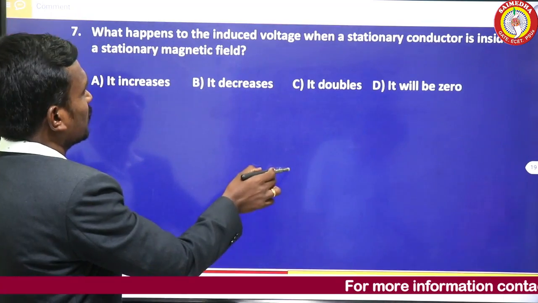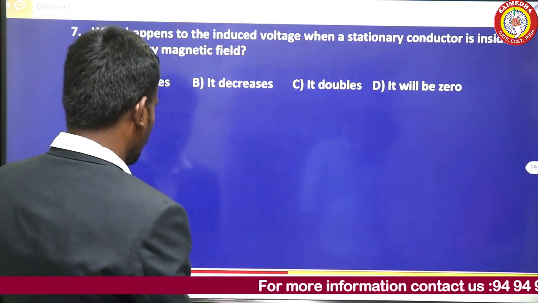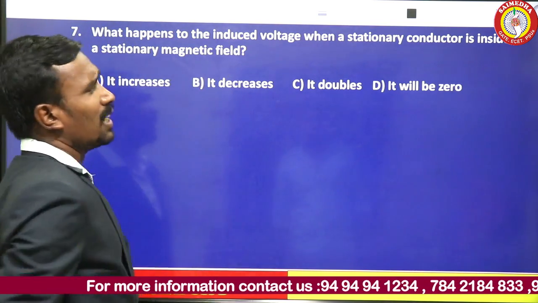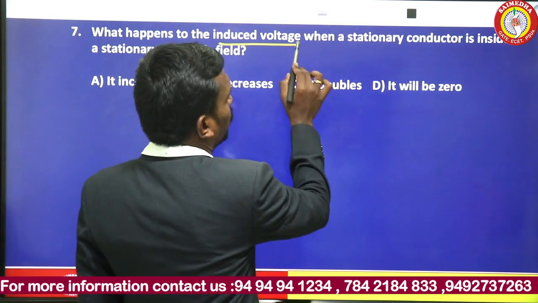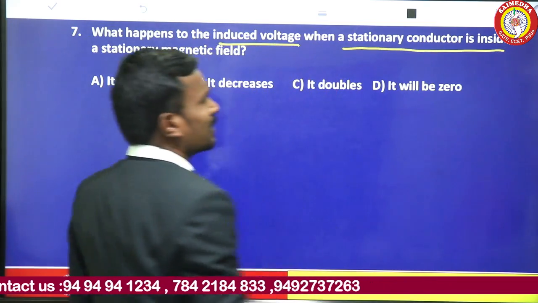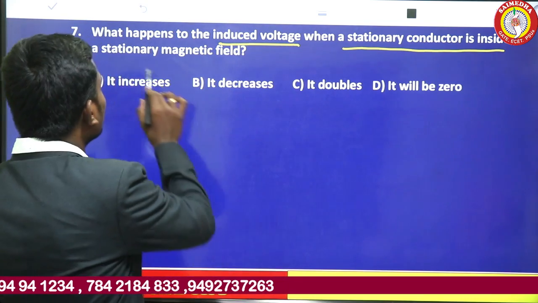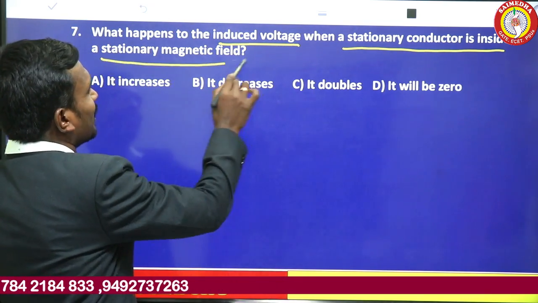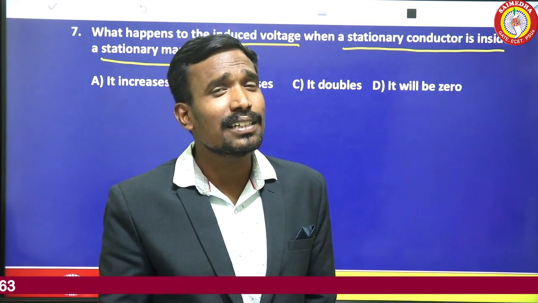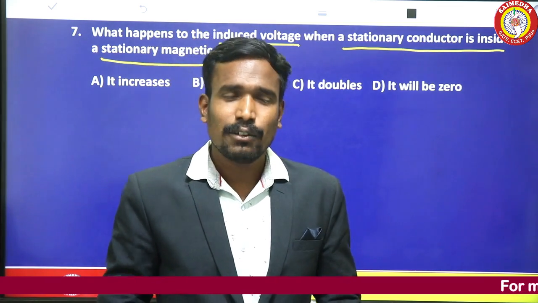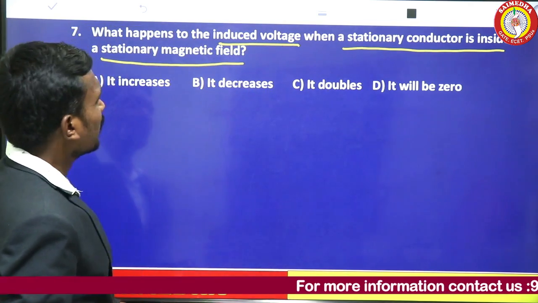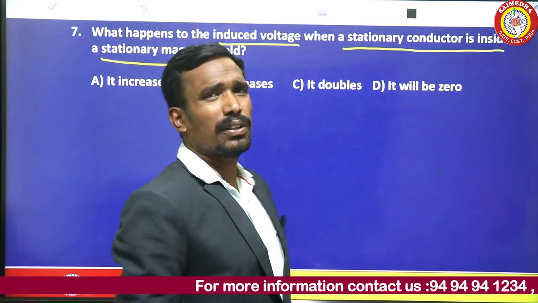Let's go for the next question, the 7th question. You have to give the answer now. What happens to the induced voltage when a stationary conductor is placed inside a stationary magnetic field? Options: it increases, it decreases, it doubles, it will be 0.